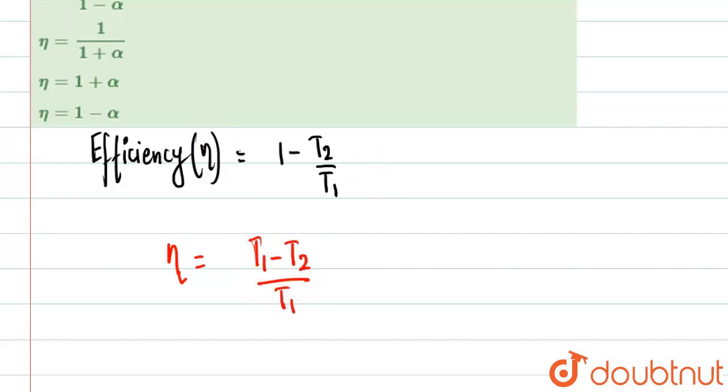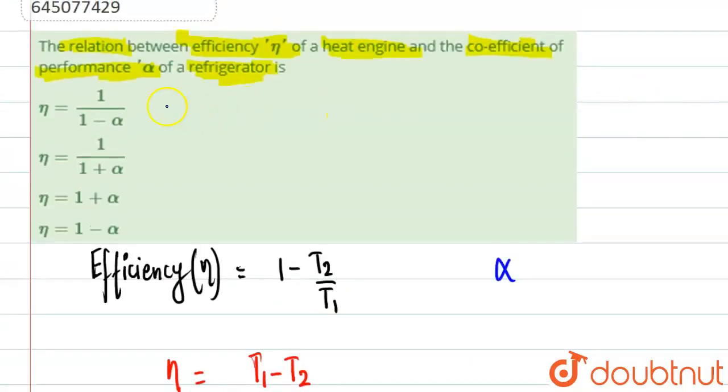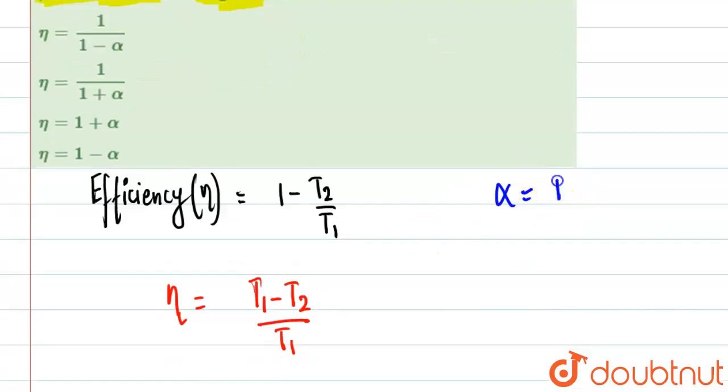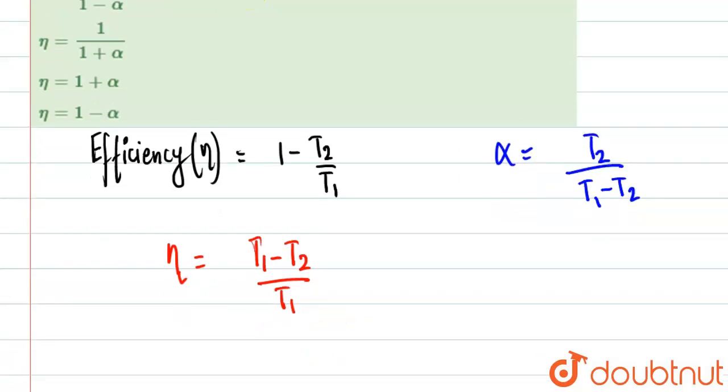And basically the coefficient of performance, which is alpha, is given by what? This is given by the formula T2 by T1 minus T2. This is the coefficient of performance. So how can we get this formula in this? So we'll start our sum.